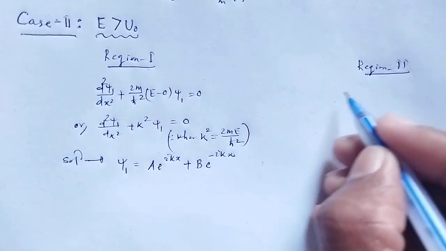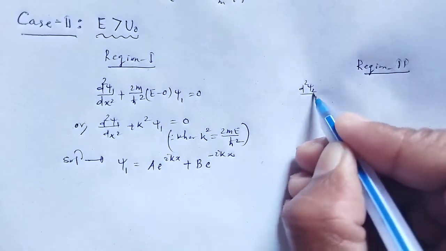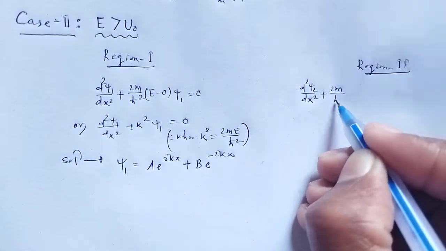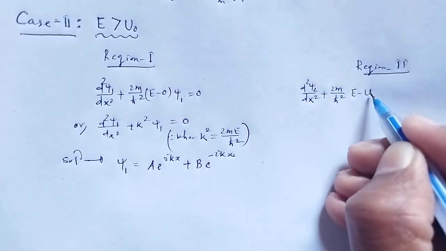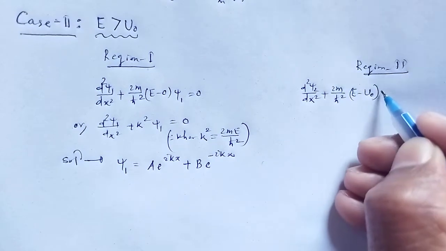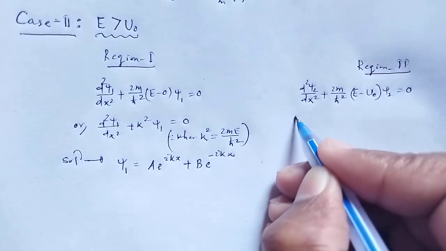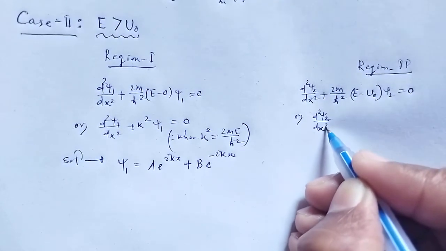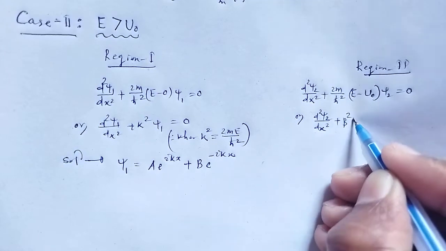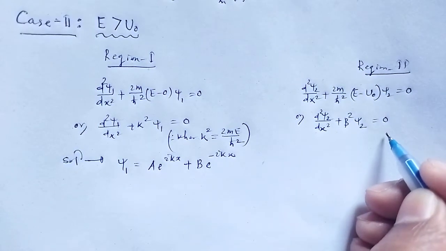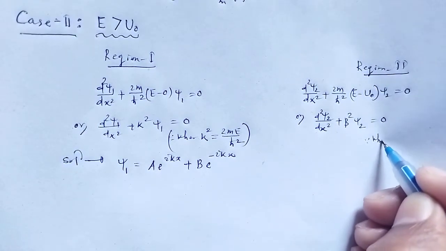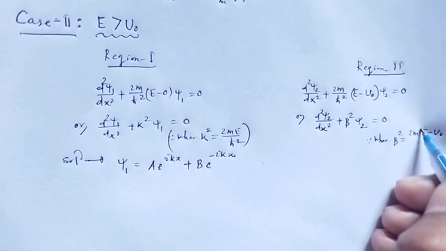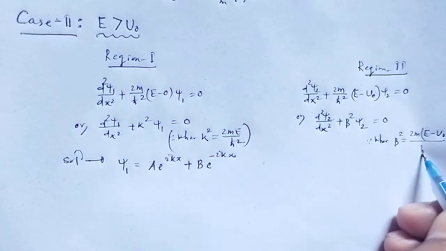In region 2, that is d²ψ2/dx² plus 2m/ħ² (E minus U naught) ψ2 equal to 0, or d²ψ2/dx² plus β²ψ2 is equal to 0, where β² is equal to 2m(E minus U naught) divided by ħ².